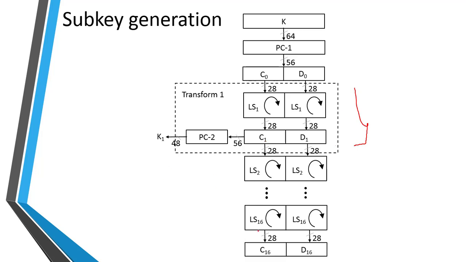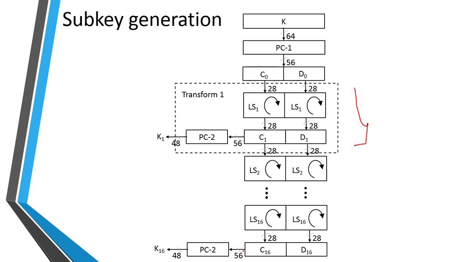Here C16 and D16 are generated after applying the left circular shift, and then we apply permuted choice 2. Permuted choice 2 converts the 56 bits into 48 bits. So we have a total of 16 keys generated using this procedure. A total of 3 main operations are performed here: permuted choice 1, left circular shift and permuted choice 2.